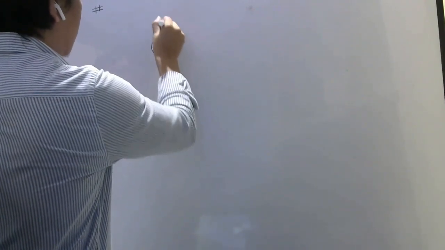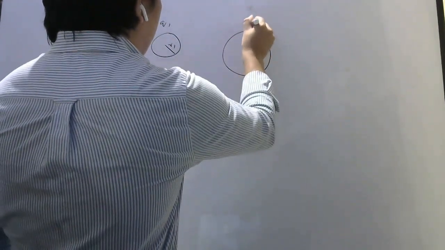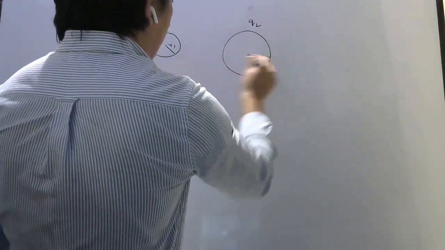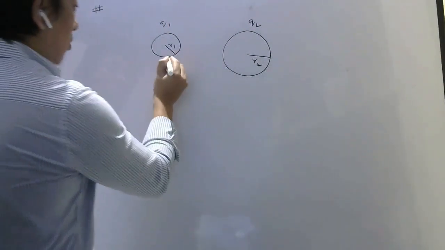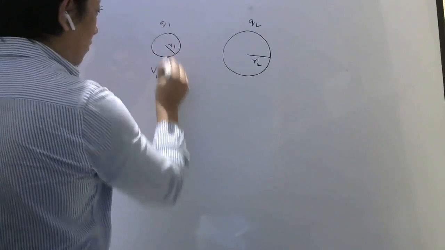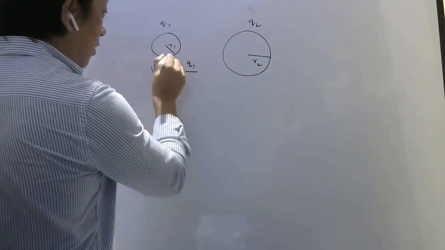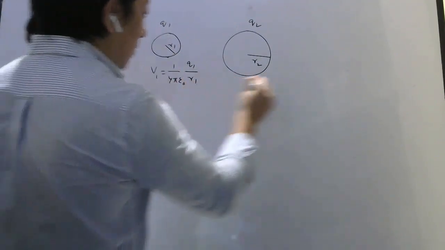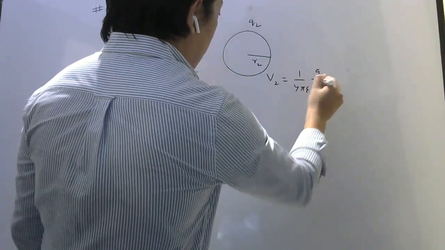Another concept is, look carefully. All these are for entrance only, okay? So suppose I give you a small sphere of charge q1 radius r1, another sphere of charge q2 radius r2. Right now the potential of these two may be same, may not be same. So on the surface, what will be the potential of this sphere? 1 by 4 pi epsilon naught q1. On the surface means you should use the radius, which is r1. And this is 1 by 4 pi epsilon naught q2 by r2.